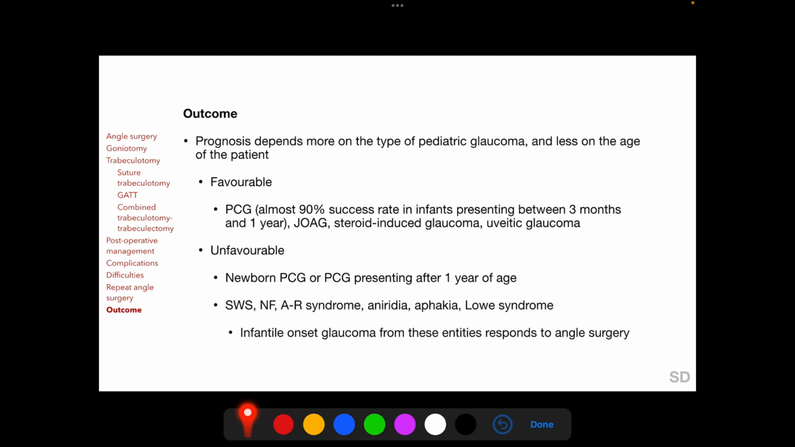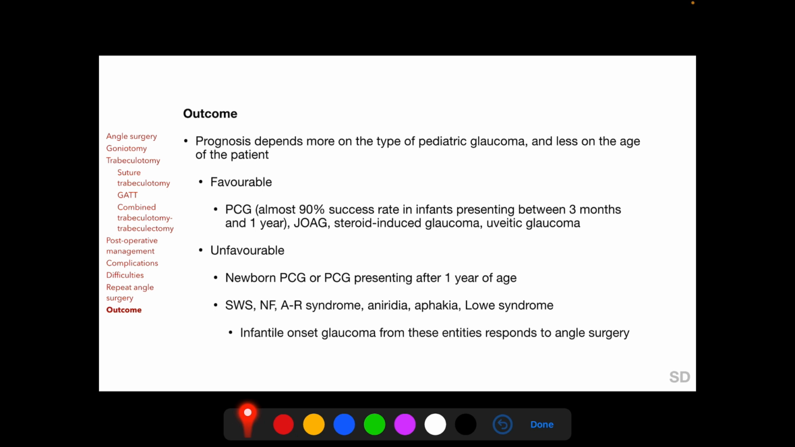As we have discussed in the session on pediatric glaucoma, angle surgery is said to have a favorable prognosis in primary congenital glaucoma, in which it has almost a 90% success rate if the diagnosis is made between 3 months and 1 year of age. Angle surgery is also said to have a favorable prognosis in juvenile open-angle glaucoma, steroid-induced glaucoma, and in uveitic glaucoma eyes in which the inflammation is controlled and the angle is open.